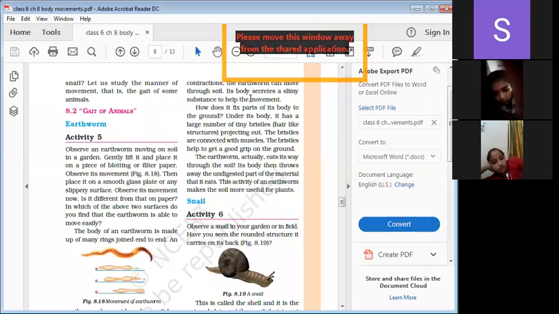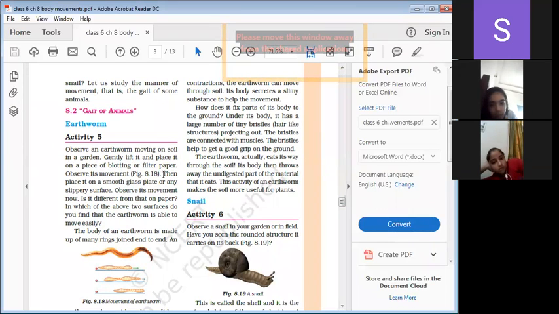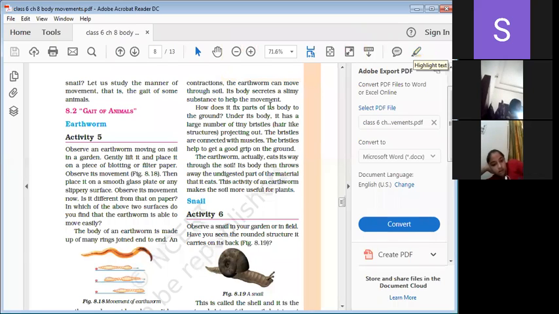Observe an earthworm moving on soil in a garden, gently lift it and place it. When you see that earthworm, you will see that it is made up of many rings. It has no bone in its body. The body of an earthworm is made up of many rings joined end to end.